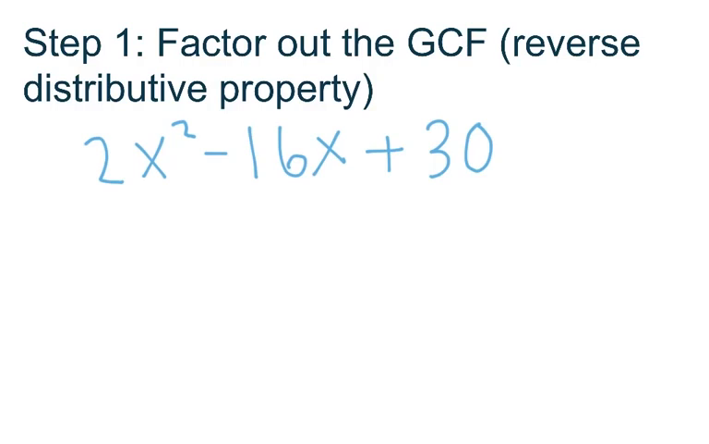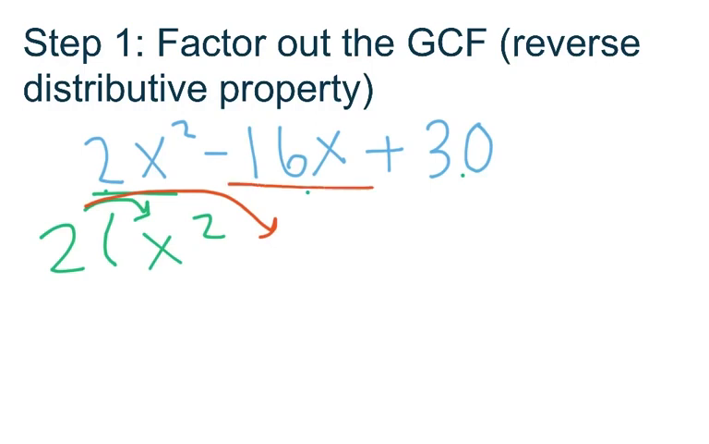Like I said before, it can only be 1 or 2, and we want to make sure it goes into 2, 16, and 30. And we quickly find out that 2 is the biggest number that goes into all of these numbers. Then we're going to be using the reverse distributive property. So remember, you put your parentheses, and then we ask ourselves, 2 times what gives us 2x squared? Well, x squared.